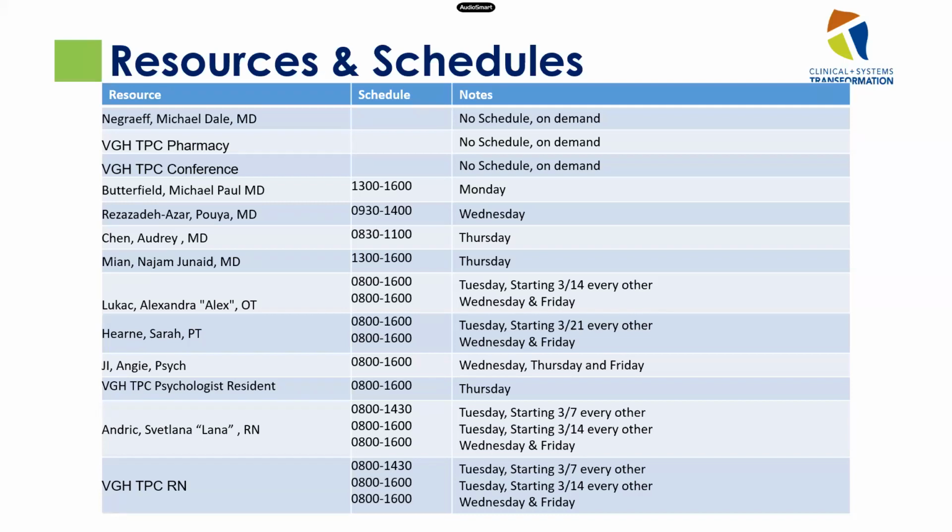Okay. Then I have Alex has an 8 to 4 on Tuesdays, starting on 3/14. And it's every other. And then I have an 8 to 4 on Wednesday and Fridays every week. Oh, for Alex, it's Wednesdays and Thursdays. Oh, Wednesdays and Thursdays. Yes. Okay.